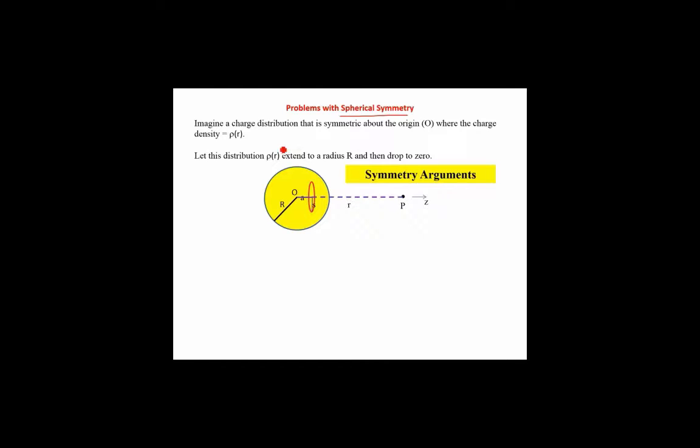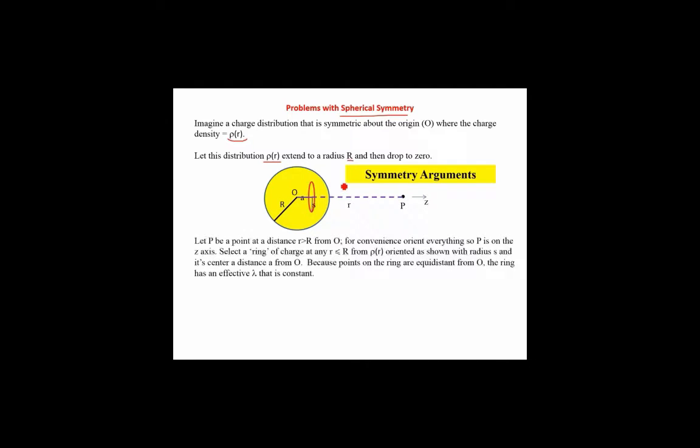So we're going to take a 3D charge density which only depends on the radius. Let's consider this rho of r to be a sphere of charge that extends to some radius capital R, shown here, and has a value that drops to 0 once we reach the edge of the sphere. So for r equal to or greater than R, we have 0 charge density.